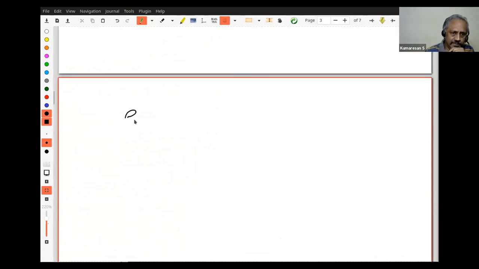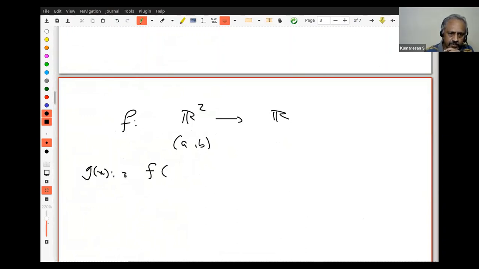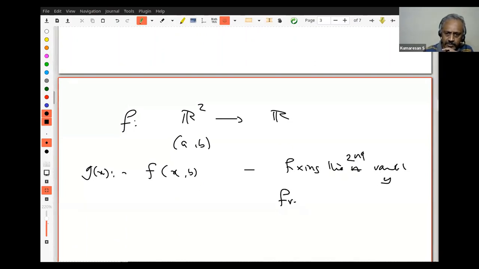Suppose f is a function from R2 or some subset of R2 to R, and fix a point (a, b) in the domain of f. Then what I do is I look at the function g of x to be f of x comma b. This is what is known as fixing the second variable, namely, say, fixing the y variable. Or if you want to sound somewhat cool, you should say I am freezing the second variable.